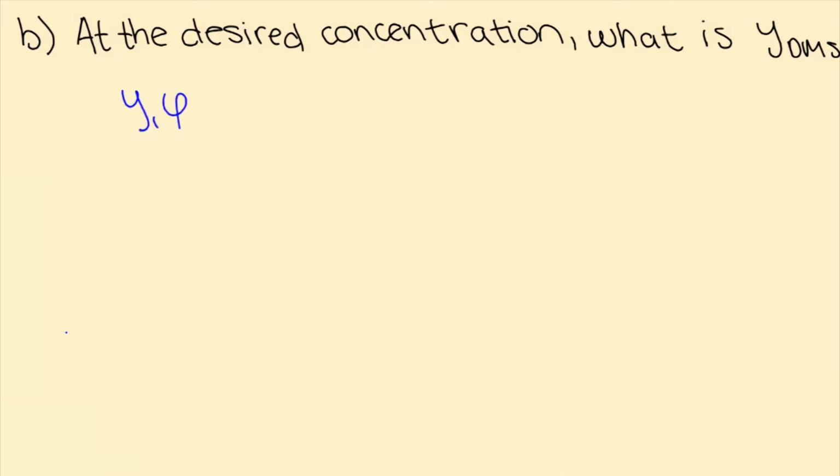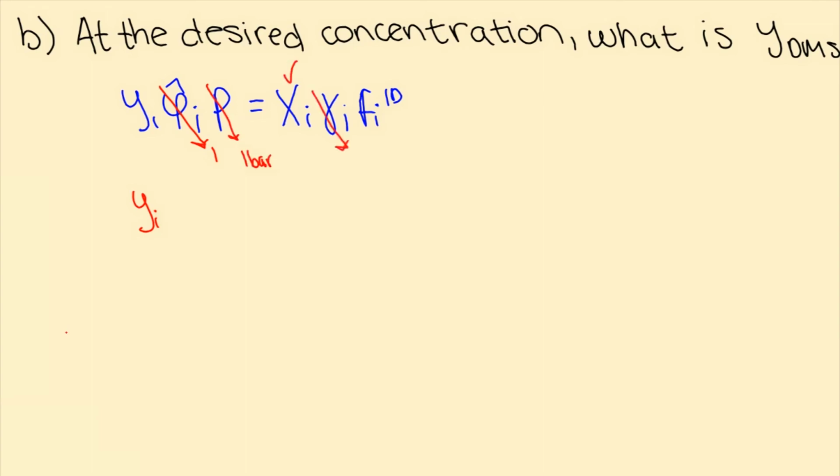Alright, so to solve part B of this problem, we're going to use this equation that we talked about earlier, yi phi hat p equals xi gamma i fi id. So we're looking for yi. We know that our phi i goes to 1 because we're at low pressure. We know that our pressure is equal to 1 bar. We know our gamma component of DMS. We determined that this goes to 1 in the last slide because we're using our Henry's law reference state as x goes to 0.